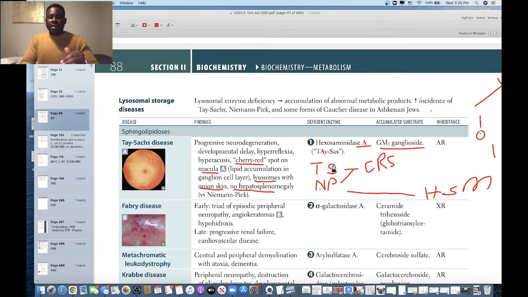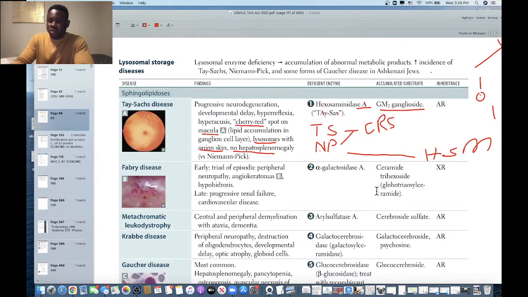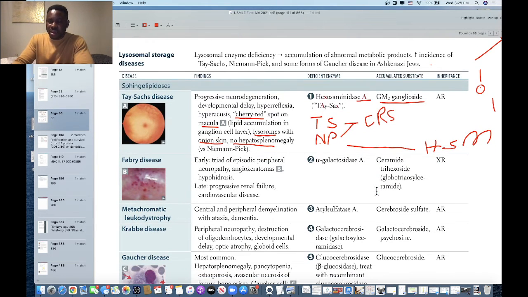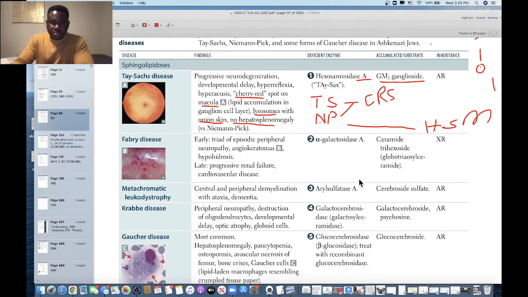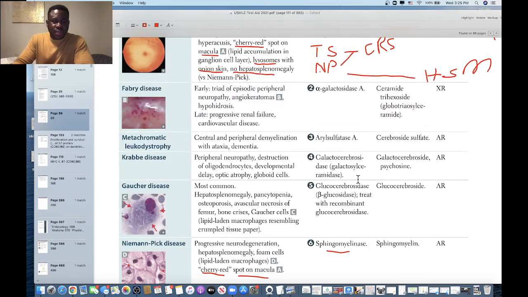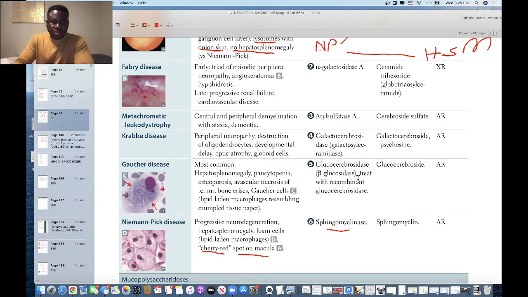Now, if the presentation is more like hypotonia, hyperacusis, and all these things, you should be able to differentiate between Tay-Sachs and Niemann-Pick. Tay-Sachs has no hepatosplenomegaly. I can't stress that enough. Tay-Sachs has no hepatosplenomegaly.